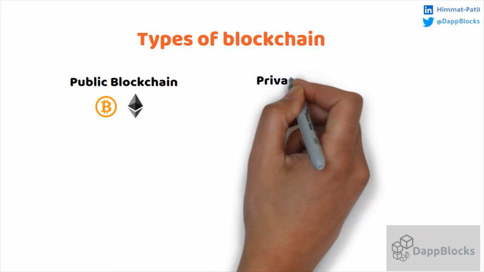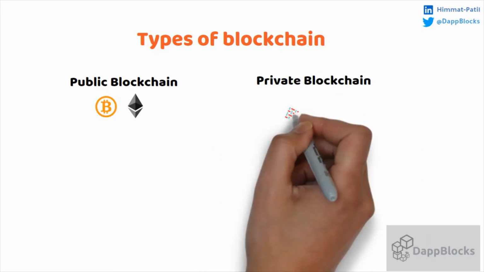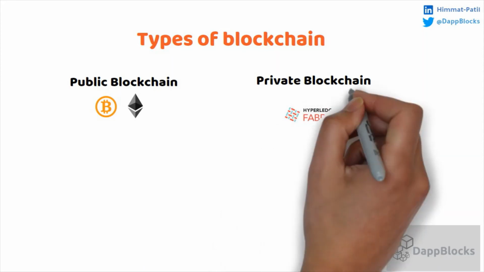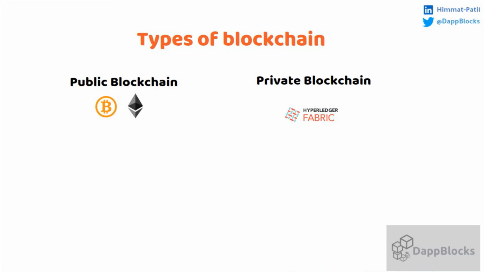Then we have the private blockchain. A private blockchain is permissioned. No one can join the blockchain unless invited or granted access by the network administration. Private blockchains are more centralized than public blockchain. An example of private blockchain is Hyperledger.